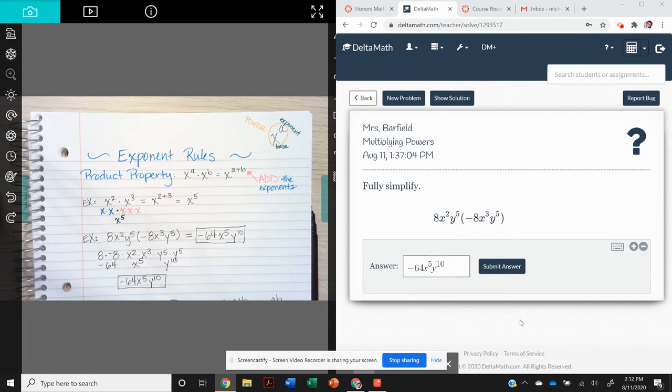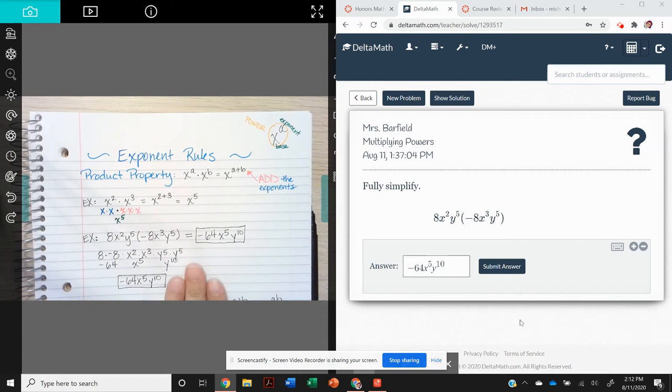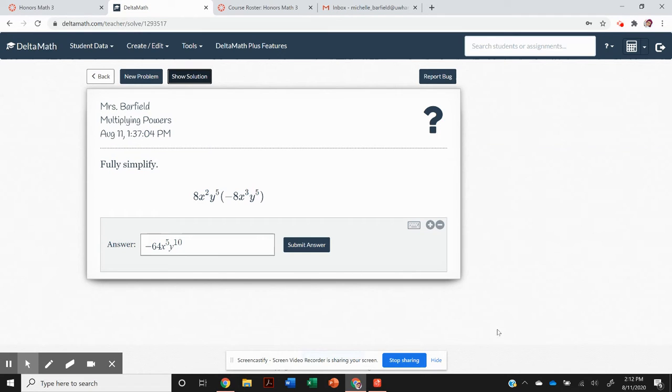I'm going to do a few more examples here. I'm not going to write them down, okay? Because actually it starts to get a little bit repetitive. But what I'm going to do here is I'm going to bring up my screen, okay? And I'm just going to talk you through maybe 3 more examples on Delta Math, okay? And you can watch me do them. And if you've got any additional questions, you know how to contact me.